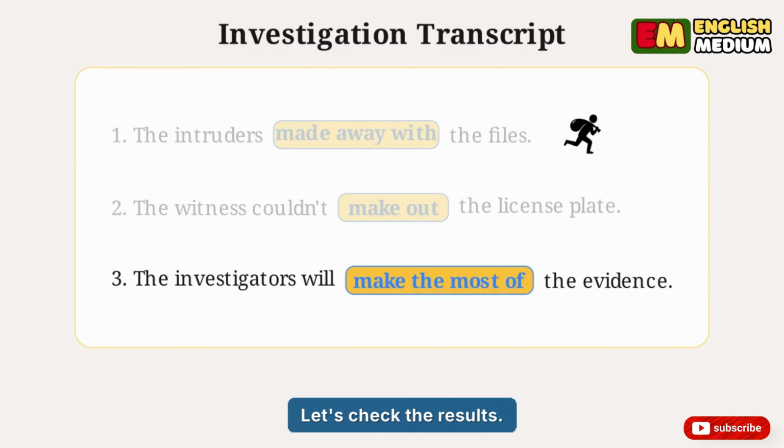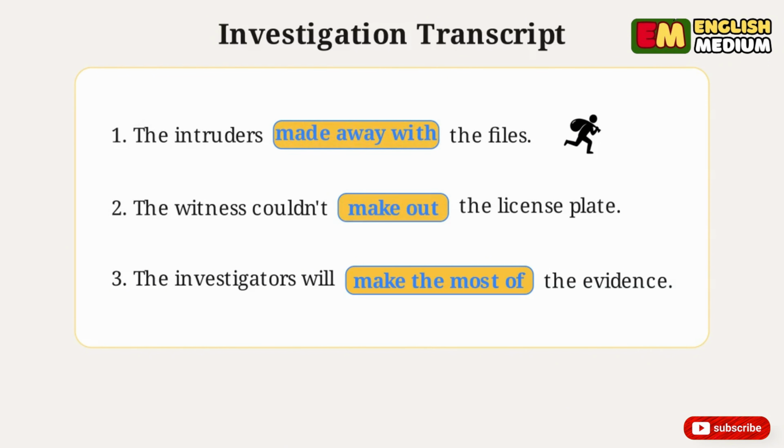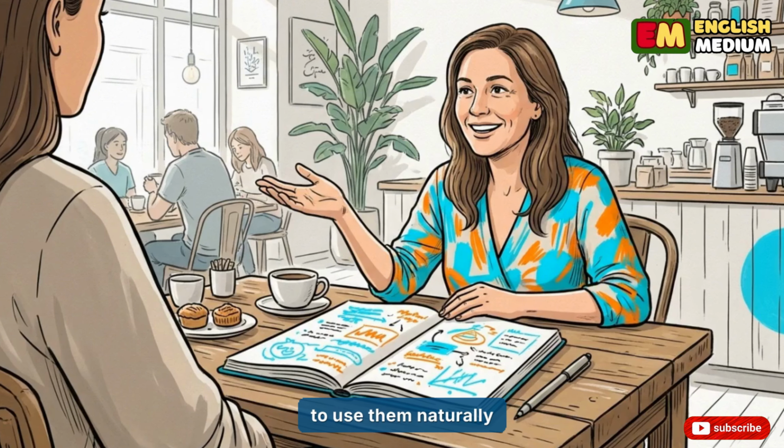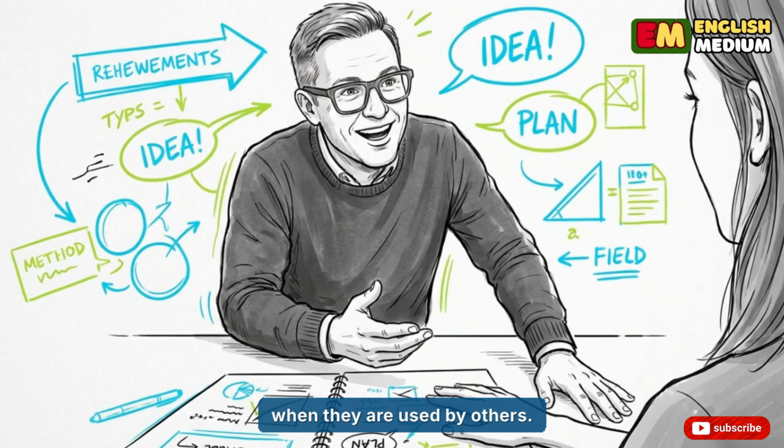Let's check the results. First, the intruders made away with the files. Second, the witness couldn't make out the license plate. And third, the investigators will make the most of the evidence they did find. This is your summary of all 10 verbs. Take a screenshot right now to use this as a reference for your next conversation. Consistent practice with these patterns builds the intuition needed to use them naturally and understand them when they are used by others.